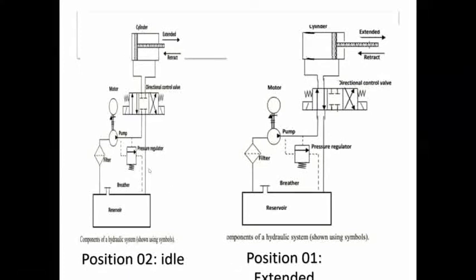So this is the direction control valve in this hydraulic system. This is position number 2 of our direction control valve, and at this time you can say that position 2 is the idle system. In position 1, the high pressure fluid from the pump travels in that direction and goes to this side of the piston. That's why the piston moves backward, which is stated as the extended position of this piston.